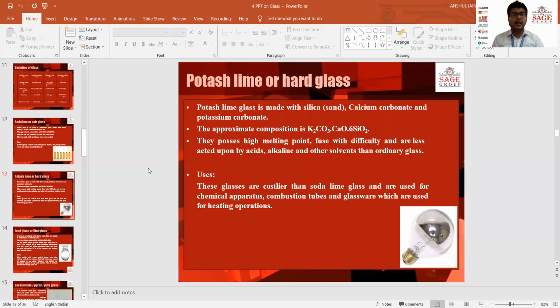If we talk about the hard glass, also called the potash lime, we have silica as the basic component, calcium carbonate and potassium carbonate as other ingredients. They have a high melting point, they fuse with difficulty, meaning mixing them is a difficult part, although they are affected much less by acids, alkaline medium and other solvents than the ordinary glasses. They are much costlier than the soda lime glass, that is the soft glass, and are specifically used for chemical apparatus, combustion tubes, glassware, and for heating operations.